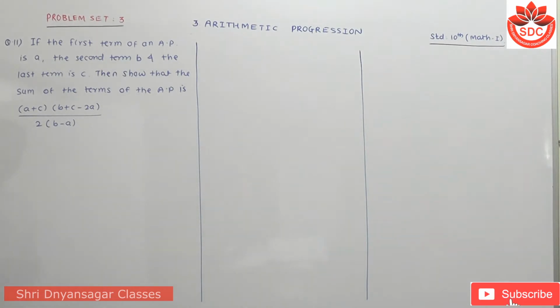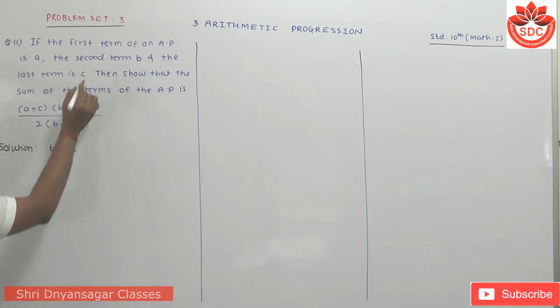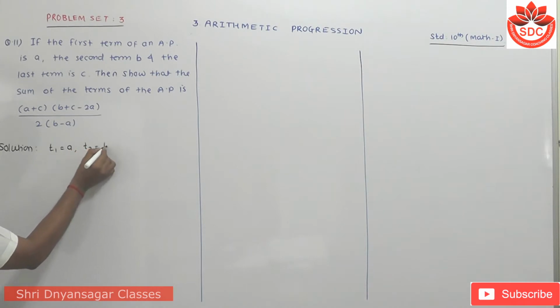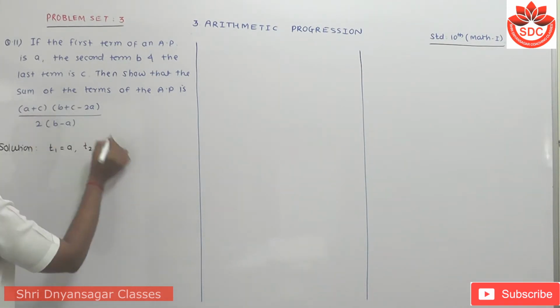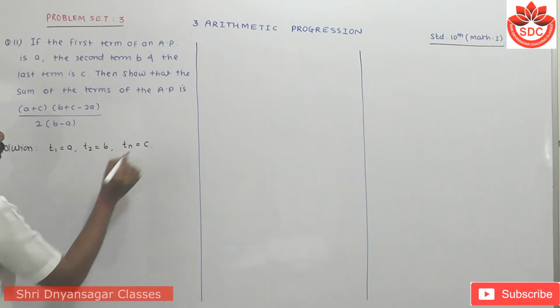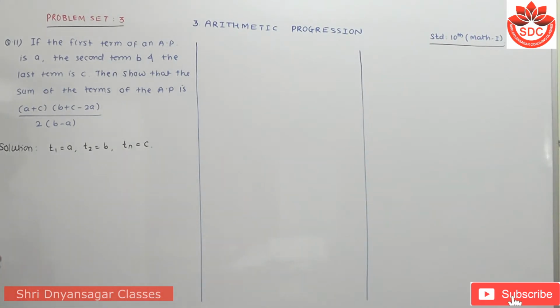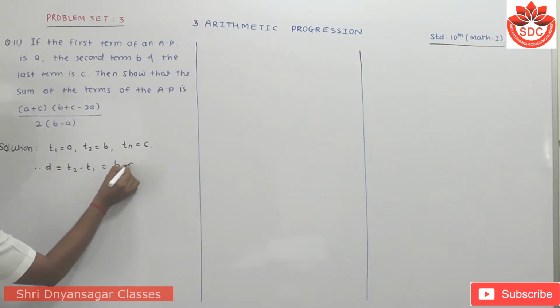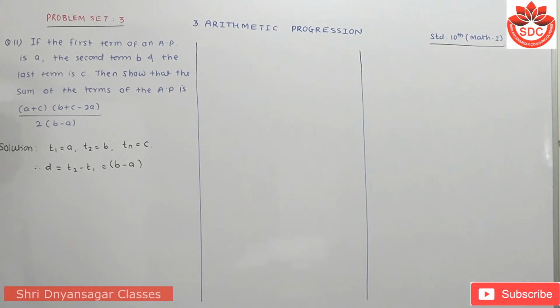Student, very important question. So simple one again. Now look carefully at its solution. Given is that the first term is a, meaning T1 = a. The second term means T2 = b. Then the last term means Tn is equal to c. Therefore the difference between any two terms, T2 − T1, is b − a. This is the value of d.